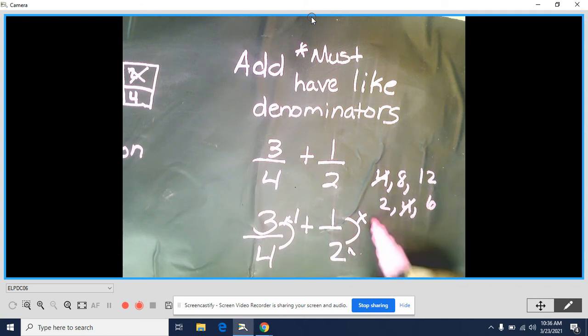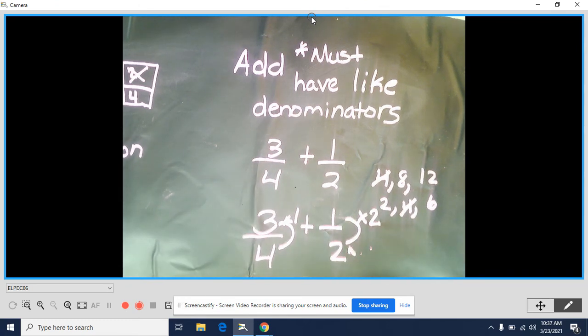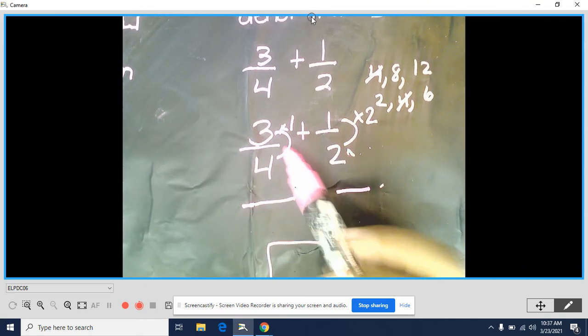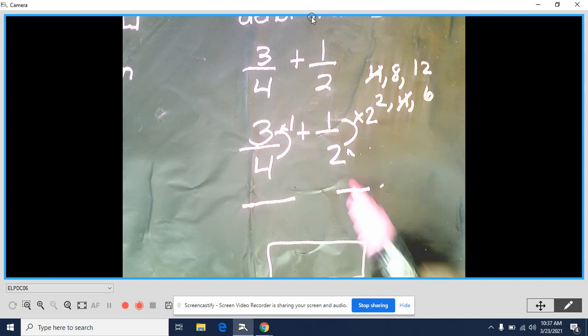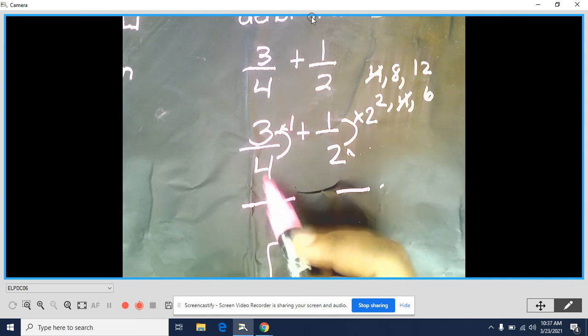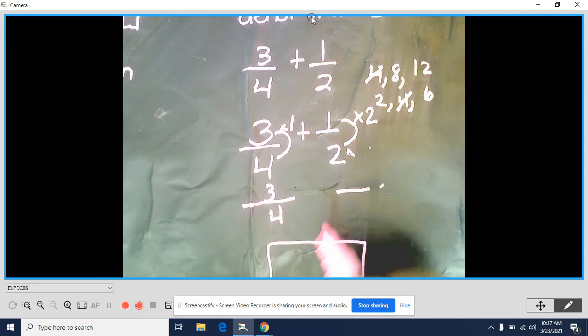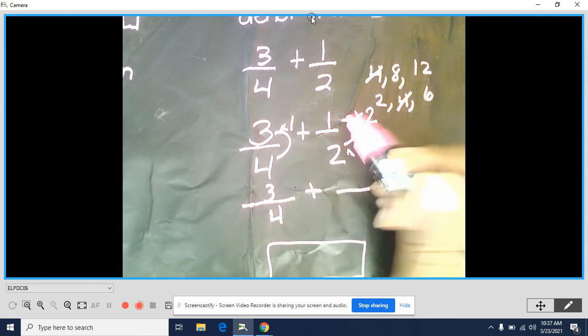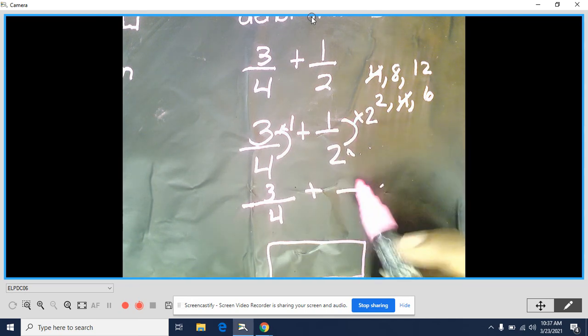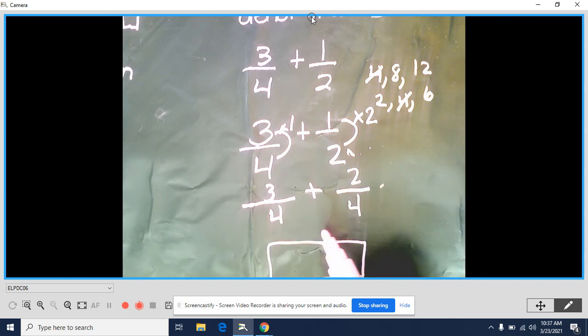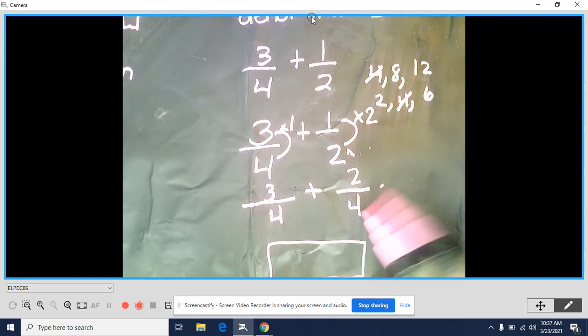So here it is. 1 times 2 and 2 times 2. So I'm just going to go down just a little bit so I can write the new number sentence. 3 times 1 equals 3. 4 times 1 equals 4. So I still have 3/4 plus 1 times 2, which equals 2, and 2 times 2, which equals 4. So now I have my new algorithm, 3/4 plus 2/4.